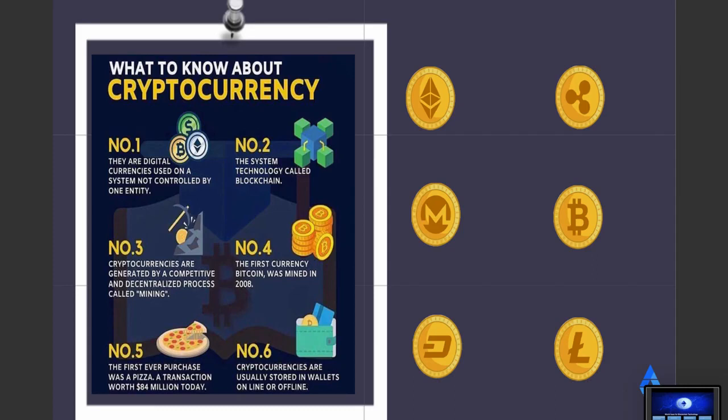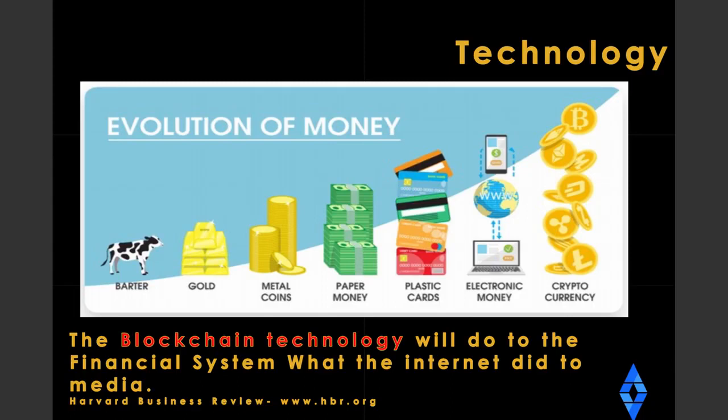So what is cryptocurrency? Cryptocurrencies are digital currencies that are not controlled by any entity, may it be an individual or an organization. They are created using blockchain's cryptographic technology through a decentralized process known as mining. We'll get to know more about mining from the next slide onwards. These cryptocurrencies are stored in online and offline wallets. Bitcoin was the first cryptocurrency to be created, and the first commodity that was bought with that Bitcoin was a pizza.